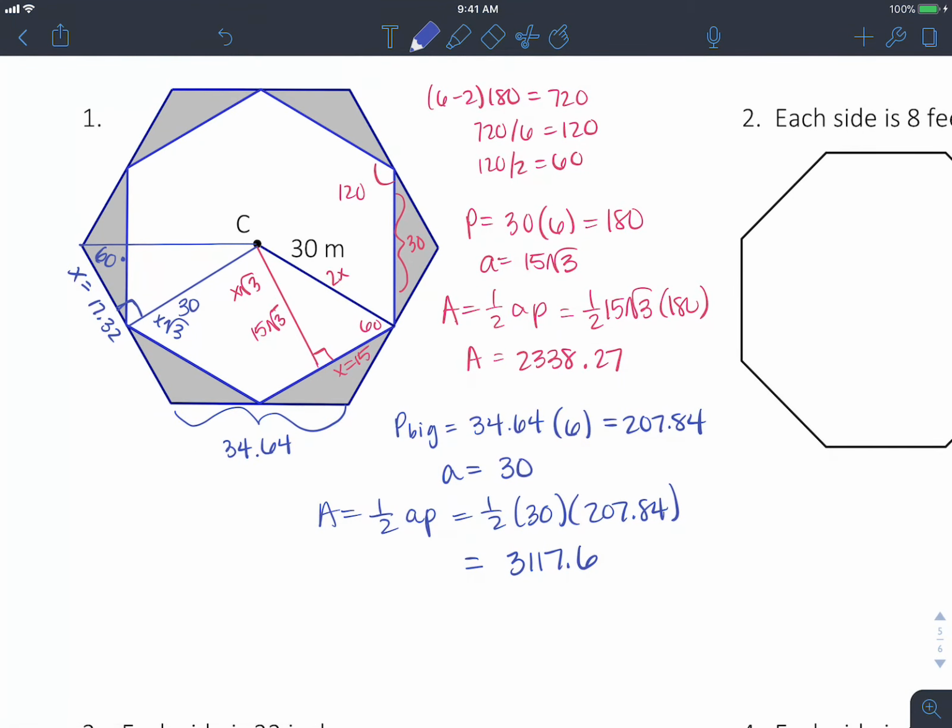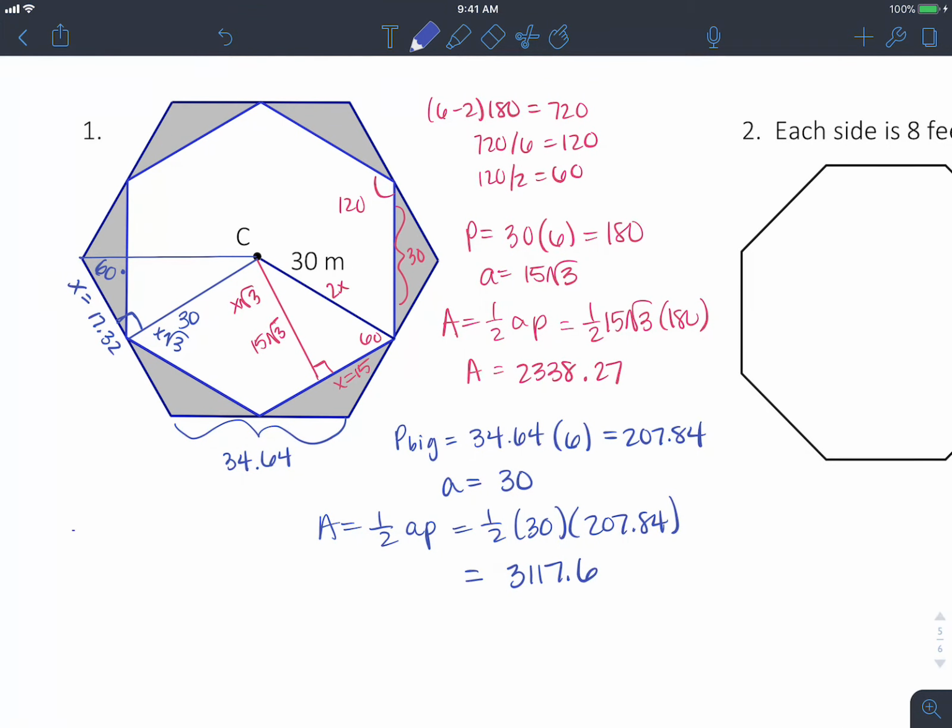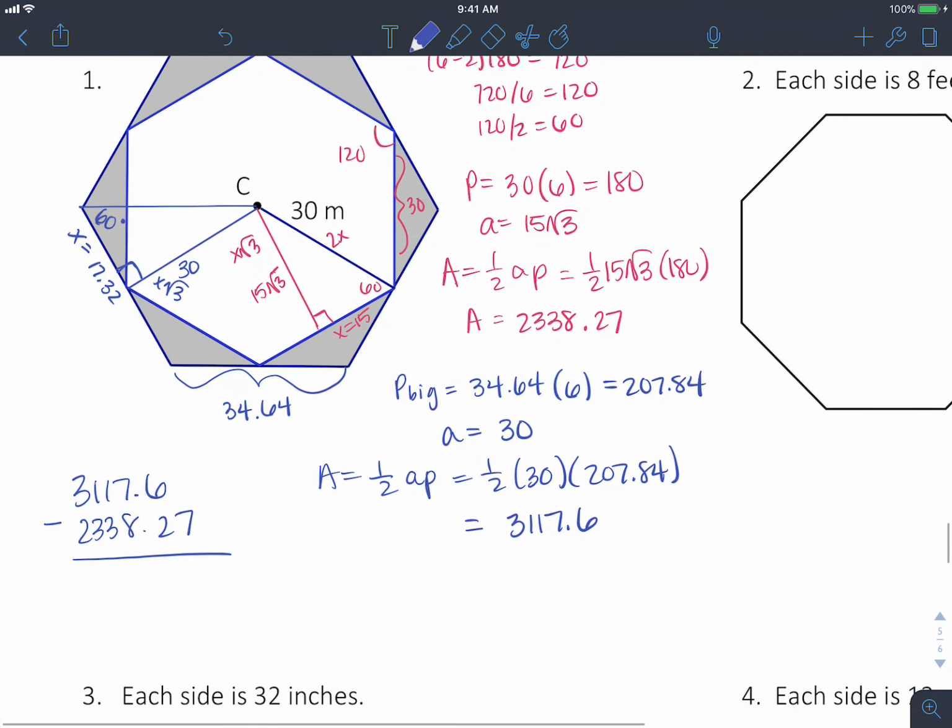3,117.6. So our last step is going to be to subtract these two values. So 3,117.6 minus 2,338.27 for a grand total of 779.33.